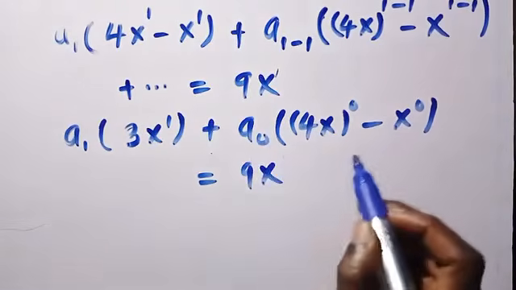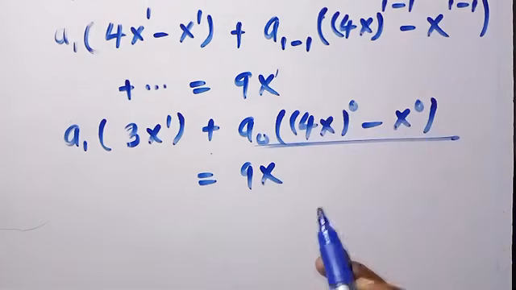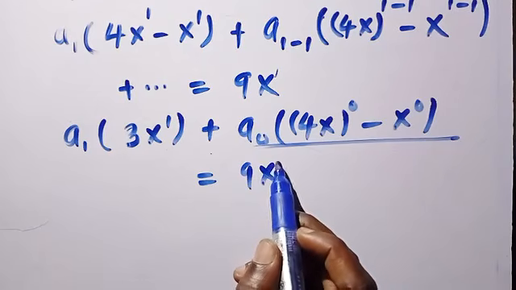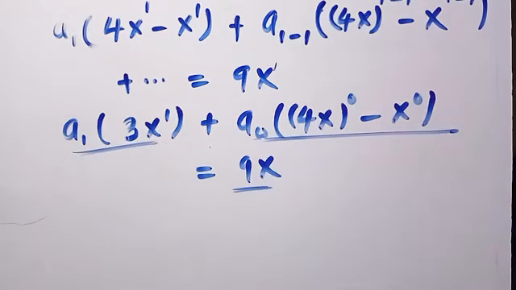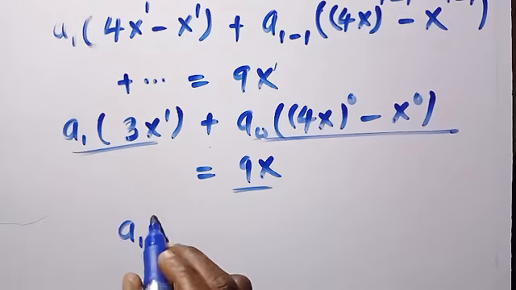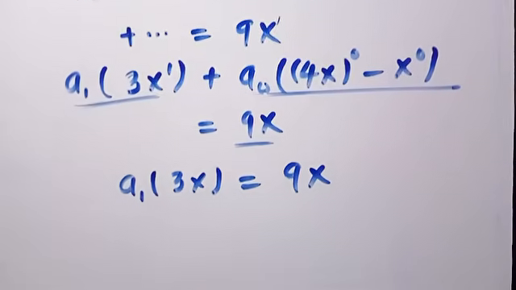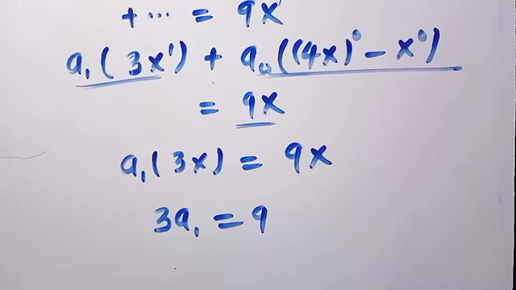But according to this, we are going to neglect a0 into 4x raised to power 0 minus x raised to power 0, because what we need here is just the power of 1, or we call it degree of 1. So we just combine this and this together, and we consider the rest as a constant. Therefore we have a1 into bracket of 3x equals 9x. Comparing the coefficients, we have 3a1 equals 9, and this implies that our a1 equals 3. By dividing both sides by 3, we have a1 equals 3.